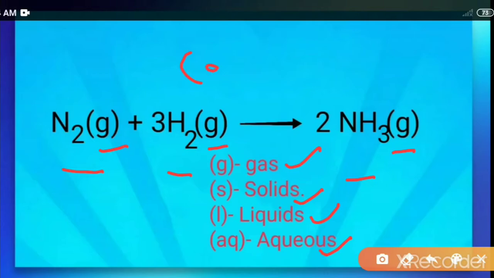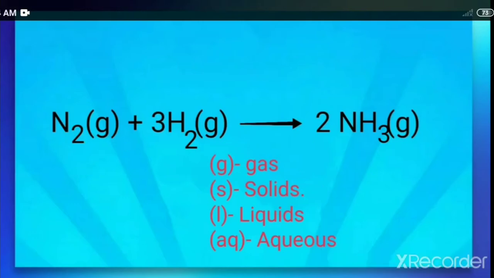So while representing an equation, we are also representing the physical state of the reactants and products by writing the letter g if it is a gas, and so on for the others. In this equation, we know that nitrogen is a gas, hydrogen is a gas, and ammonia is a gas. So we write g in brackets for nitrogen, hydrogen, and ammonia. This is also an important representation in a chemical equation.